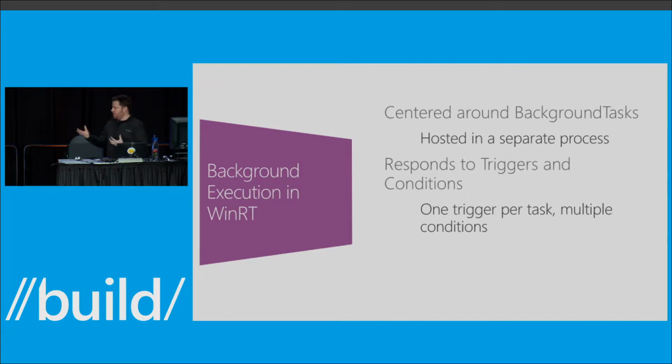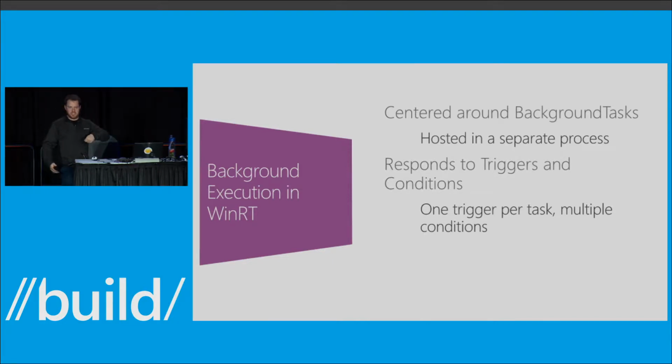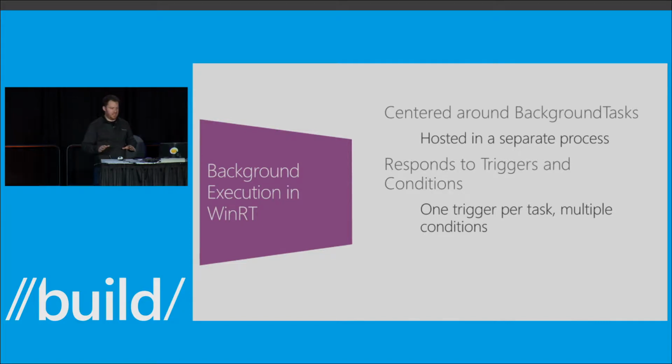And when we talk about background tasks, for those of you who are not familiar with them, background tasks respond to triggers and conditions. The trigger is the thing that fires the background task. The condition is the thing that must be true for that task to fire. So again, analogous to background agents, the periodic task from Windows Phone 8 is kind of like a background task that's time triggered every 30 minutes. That's just to set the nomenclature.